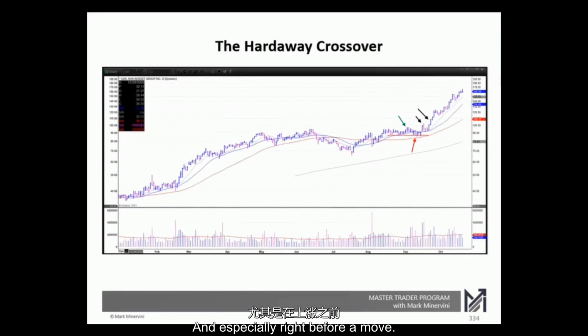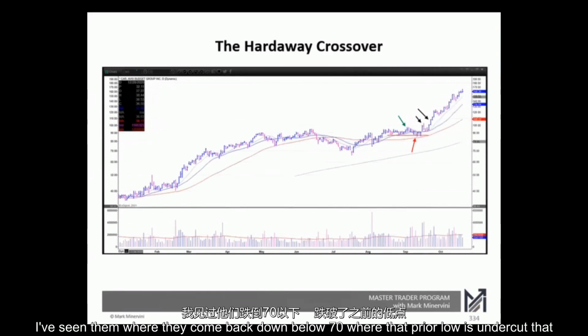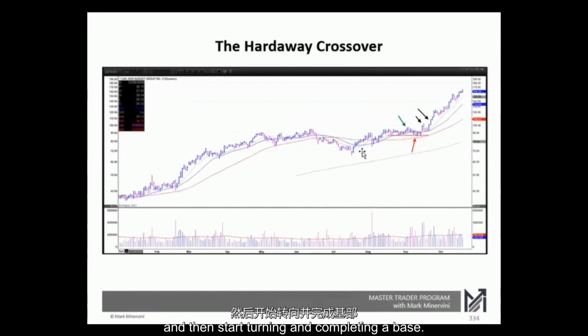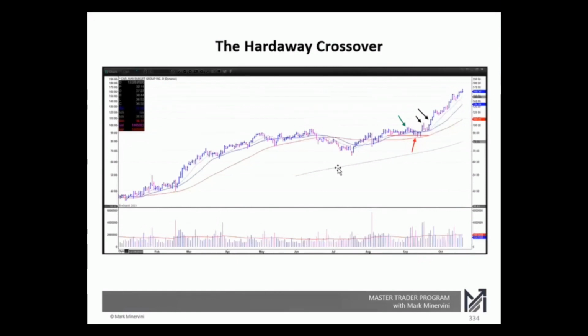So it doesn't happen all that often, right, especially right before a move. Sometimes it happens lower in a base. Like in this situation, it might have actually. I've seen them where they come back down below 70, where that prior low is, undercut that, and then start turning and completing a base. But no matter where it happens, it's great if they go down fast and they come right back up very quickly. And as you said, in strong hands is where that stock's at now.